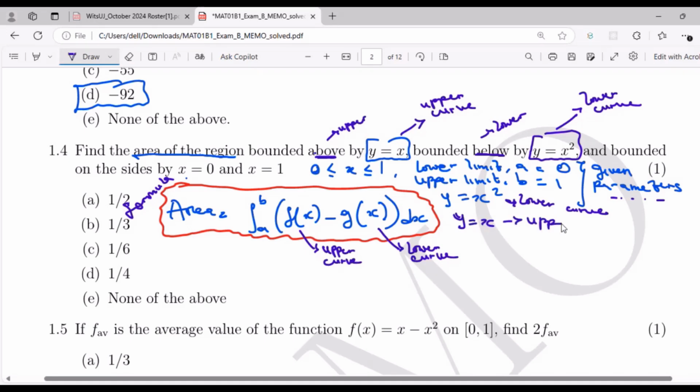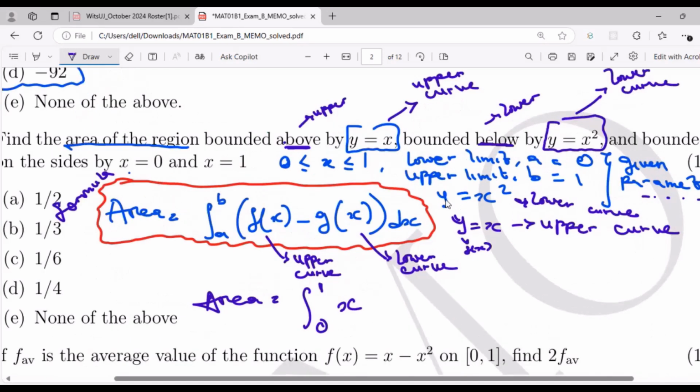Area is equal to the integral with lower limit 0 and upper limit 1. Then we say f of x, our upper curve, is x, right? Because y equals x. So this is our f of x and this is our g of x. You know y is a function of x, so that's why we call it f of x, g of x. You can also say y1 or y2, but once you have labeled it, you don't need to confuse yourself too much with it.